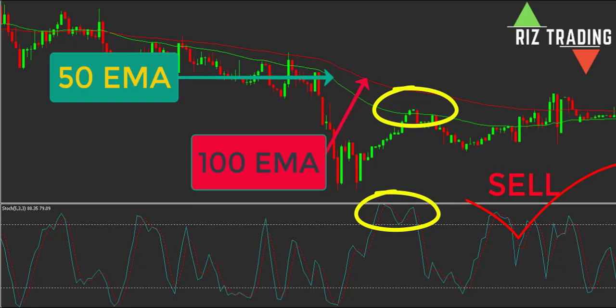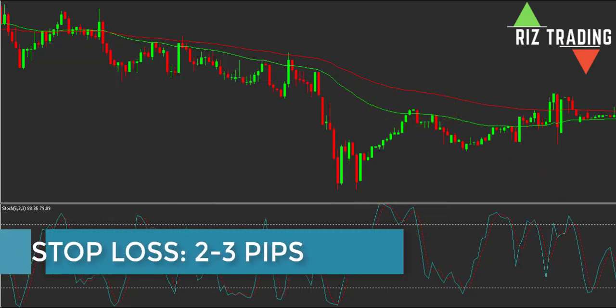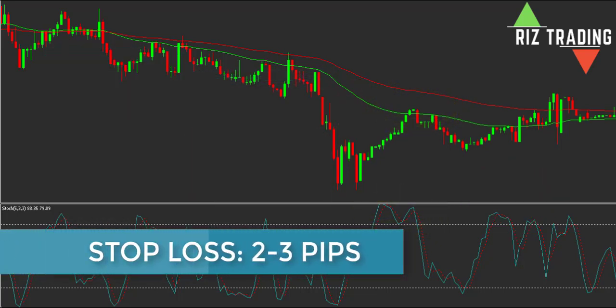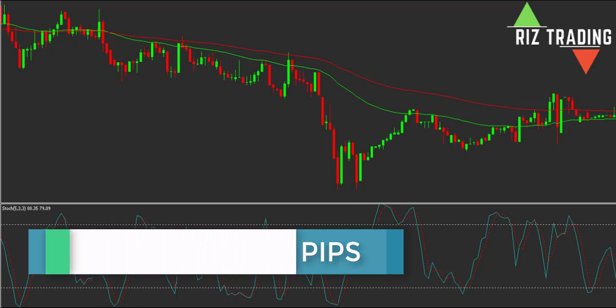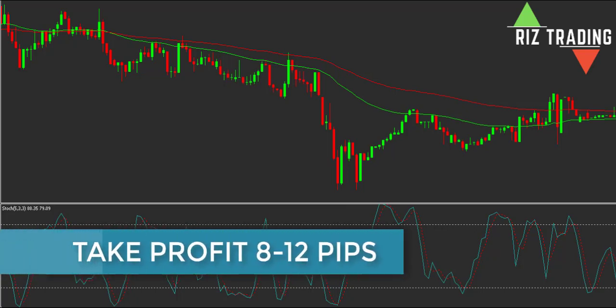So, the sell signal is confirmed when the 50 EMA indicator is below the 100 EMA. The stochastic should fall below the 80 level. The suggested stop loss is 2 to 3 pips above the last high point. The suggested take profit is 8 to 12 pips.